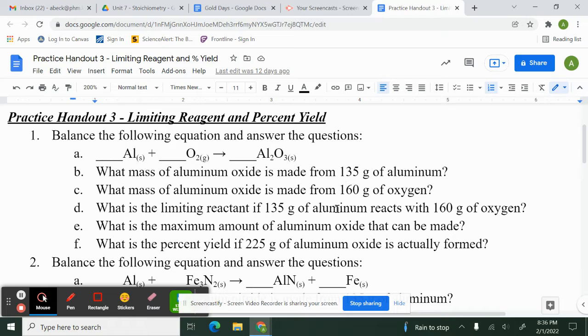So we're going to talk about which one. It's just an identification thing. Which one is the limiting reagent? What's the maximum amount of aluminum oxide I can make? What is the most that we can get out of this reaction? And then what's the percent yield, which is actual over theoretical times 100. We just did that in the last video. So now I'm going to jump over here to the answer key. All right, and buckle up.